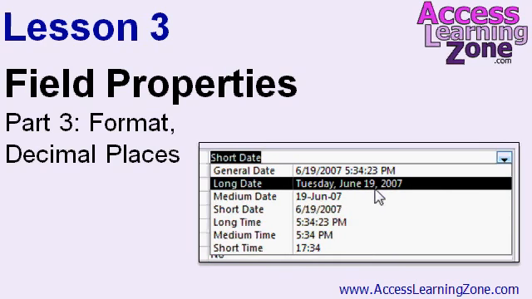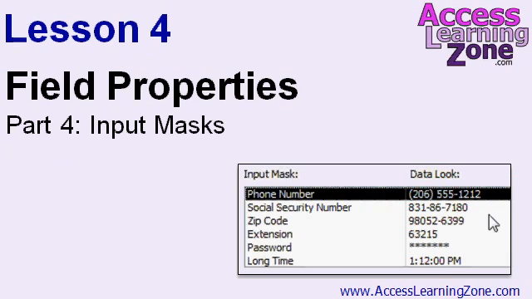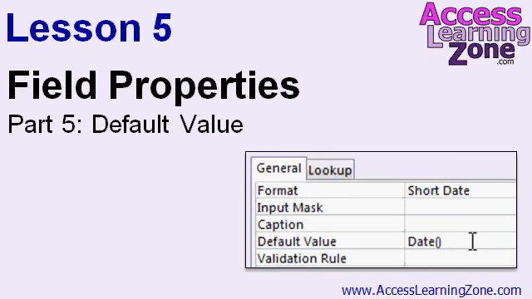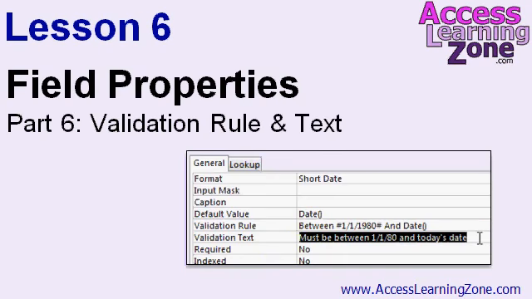In Lesson 3, we're going to learn about the format and decimal places properties. In Lesson 4, we're going to learn about input masks. In Lesson 5, we'll learn about the default value property. In Lesson 6, we're going to learn about the validation rule and validation text properties.